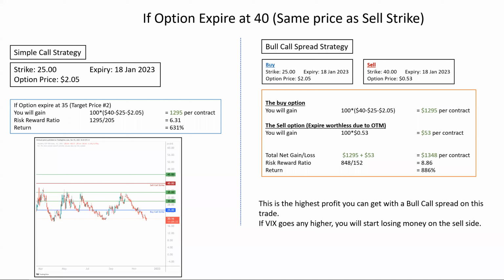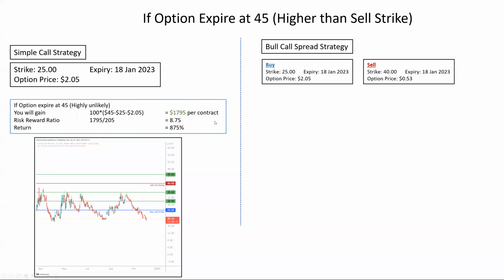Because if the VIX goes any higher, right, you are going to lose money on the call option that you shorted at strike 40. Okay, so you will start to lose money on this selling portion, which will undo your buy option side. So no matter how high VIX goes beyond 40, your profit will always be fixed at $1,348, mainly because whatever profit you gain beyond this amount, you are losing that amount on your sell side. Okay, so just to illustrate that, what if VIX goes all the way to 45?